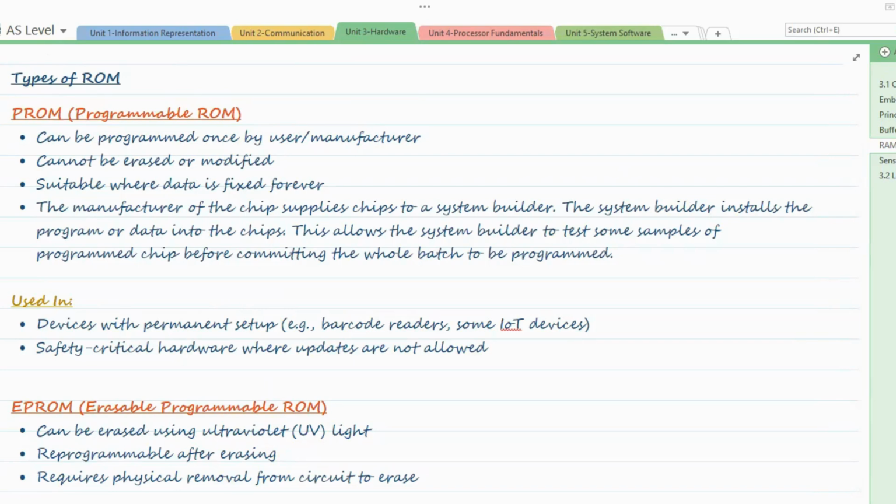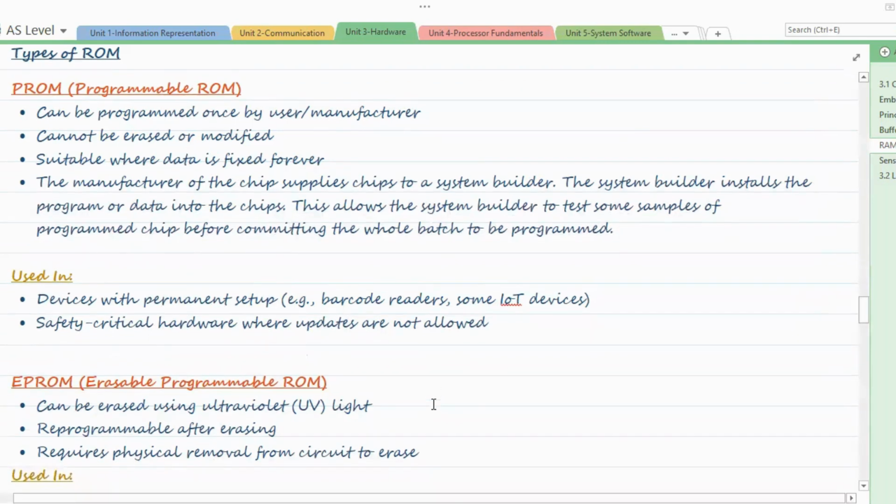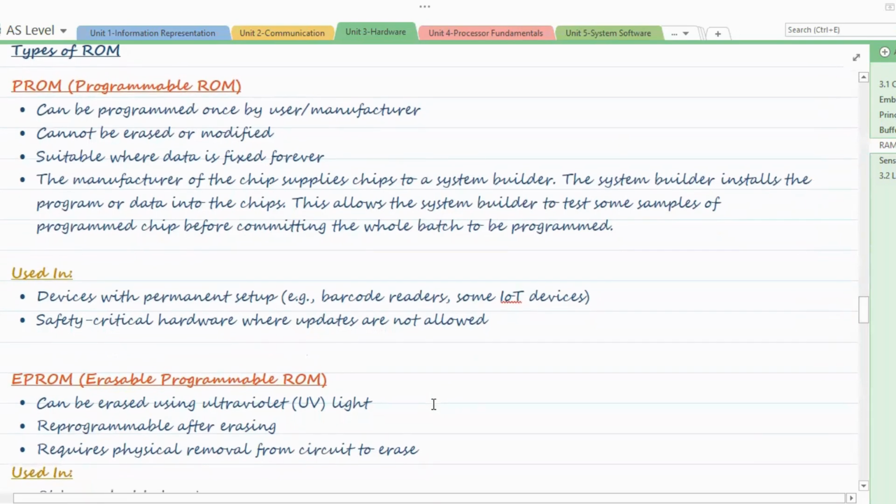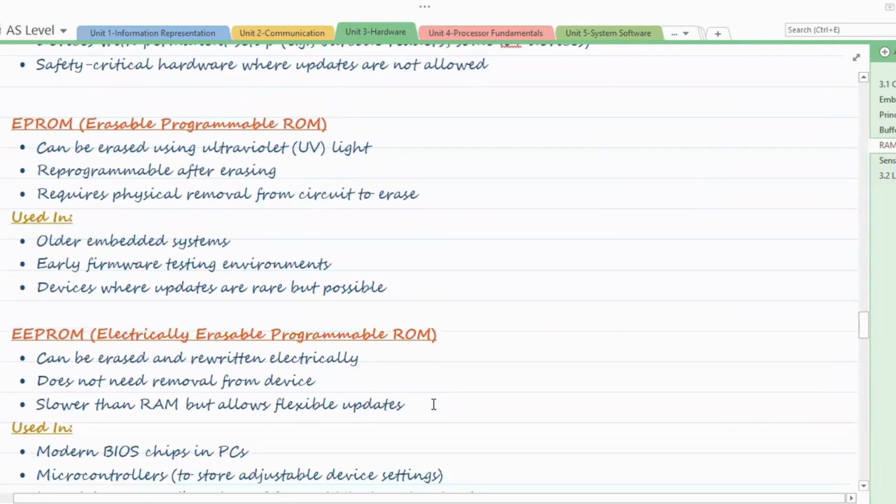So where it is used? It is basically used in devices with permanent setup, barcode readers, some IoT devices, right? Safety critical hardware where updates are not allowed. Next comes EPROM. EPROM stands for Erasable Programmable Read-Only Memory.